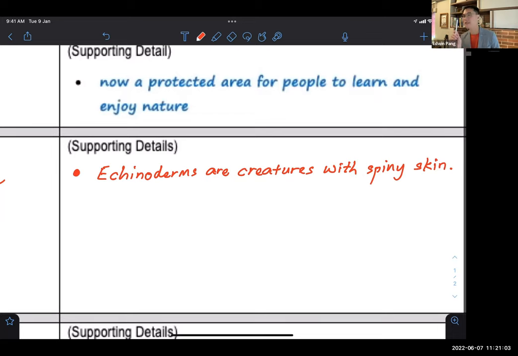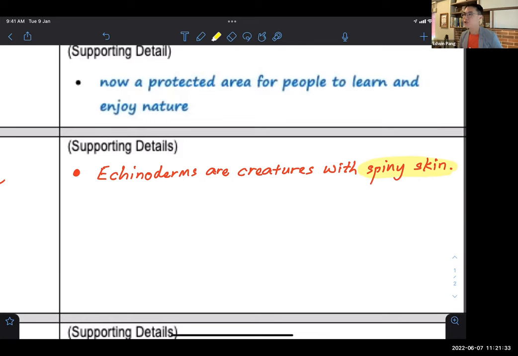Okay, Rishana, yes, good. Can anyone tell me what I should highlight here? What are the two most important words in this sentence I have just written? Ada, go ahead. Spiny skin. Thank you. Excellent. So let's highlight spiny skin. That's really important because that's the key word, right? What's an echinoderm? An echinoderm is a creature with spiny skin.